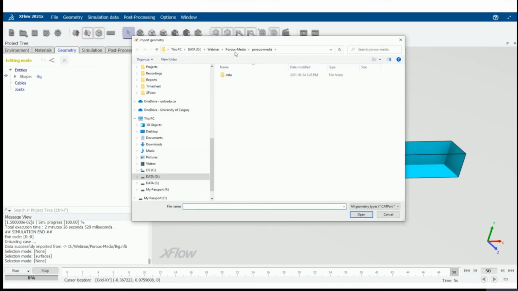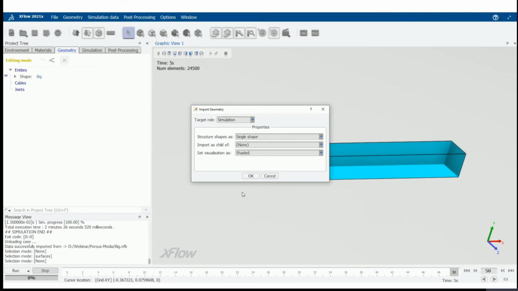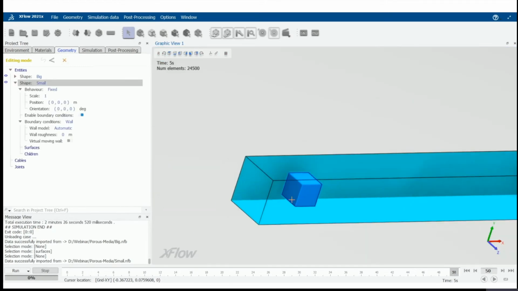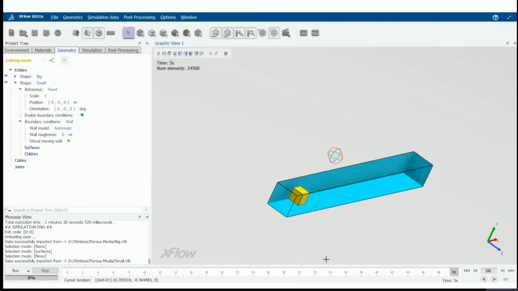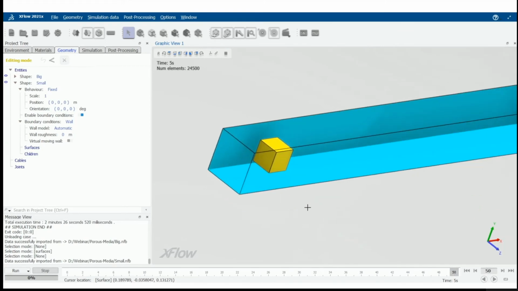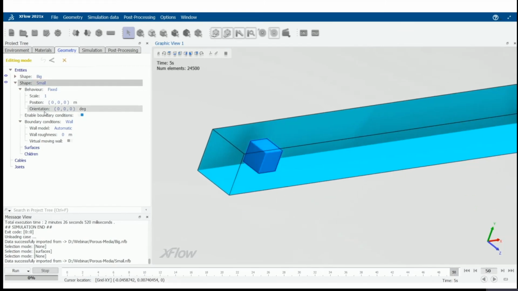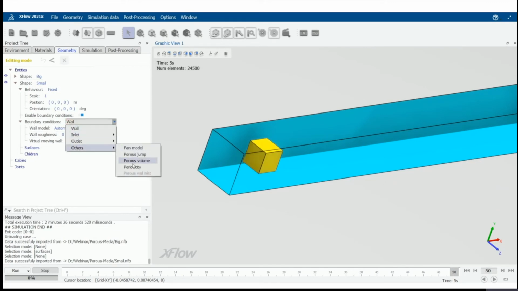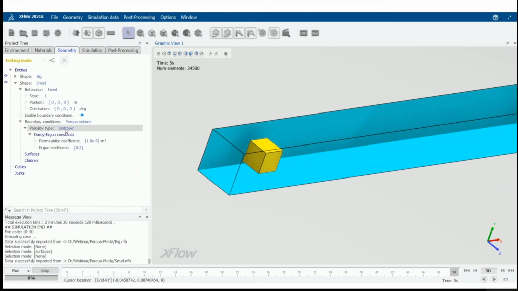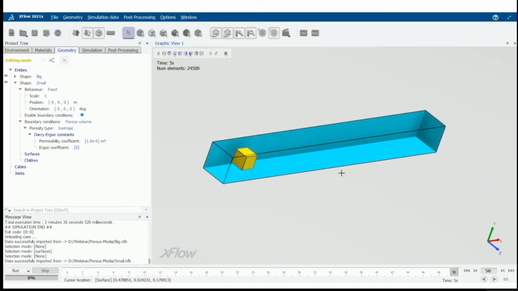Next, we are going to import the porous media. The normal direction of the porous media in XFlow should be outward, because it is a rule. So the name of the shape is small. The boundary condition should now be the porous volume. So porosity type, let's select isotropic, and let's define permeability coefficient as 10 to the power of -6 and Ergen coefficient 0 as an example. So we are done with the geometry.